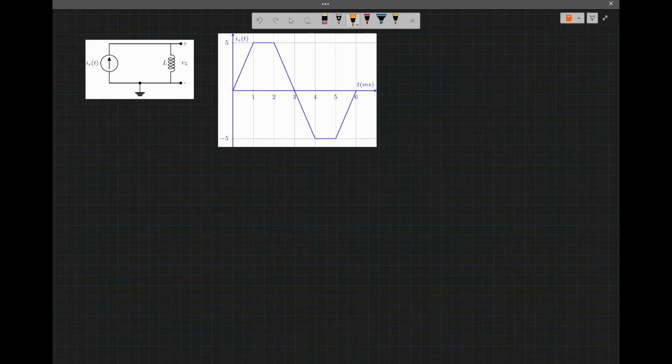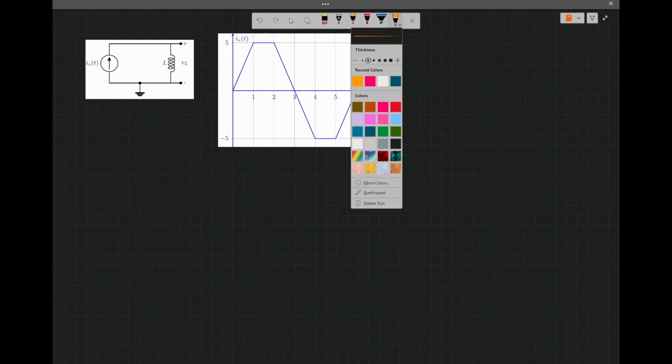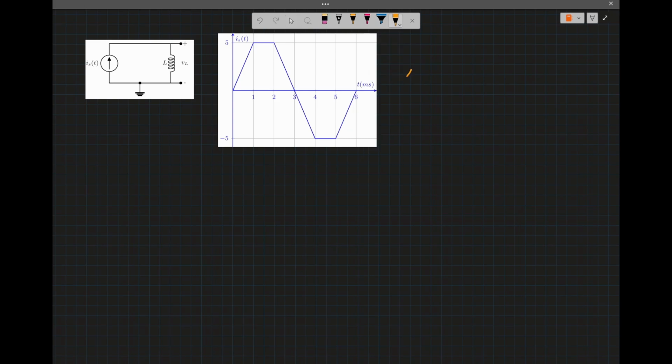The current through this inductor is given by the piecewise function that you see here. So i of t is defined by this piecewise function. So we're going to write the equation of each section of the graph.